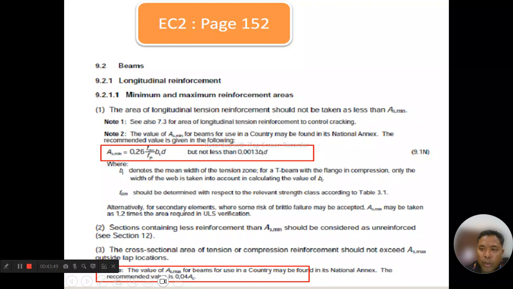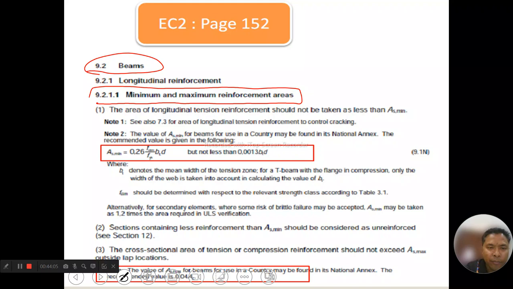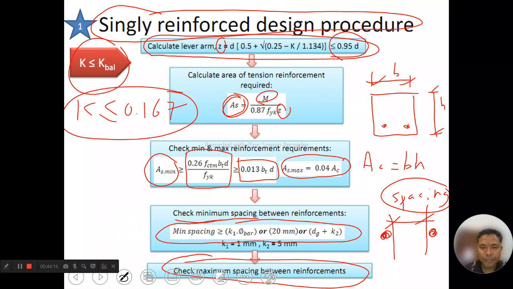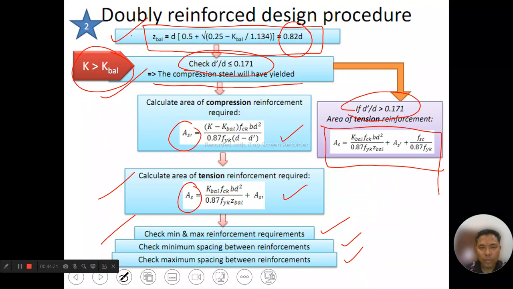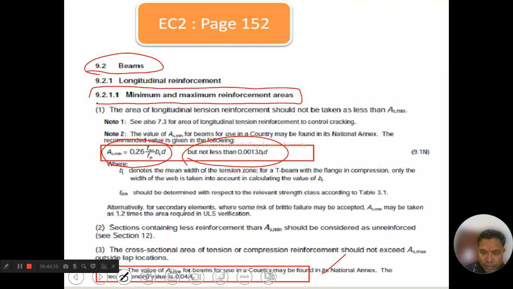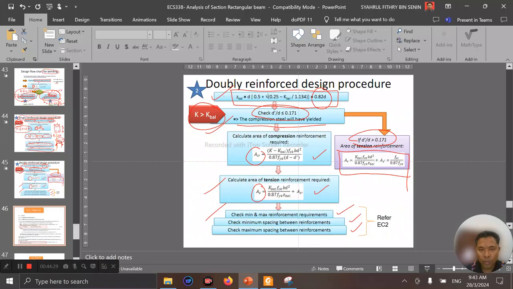Let me find my pen. 9.2. So if I refer to this code, the minimum and maximum reinforcement areas, the minimum formula is given by this. That is why I said you don't need to memorise. It is in the Eurocode, but not less than this. If you look back at the notes, you can see it here. The maximum area of reinforcement is given by this. Maybe you need to look in the Eurocode to see it.